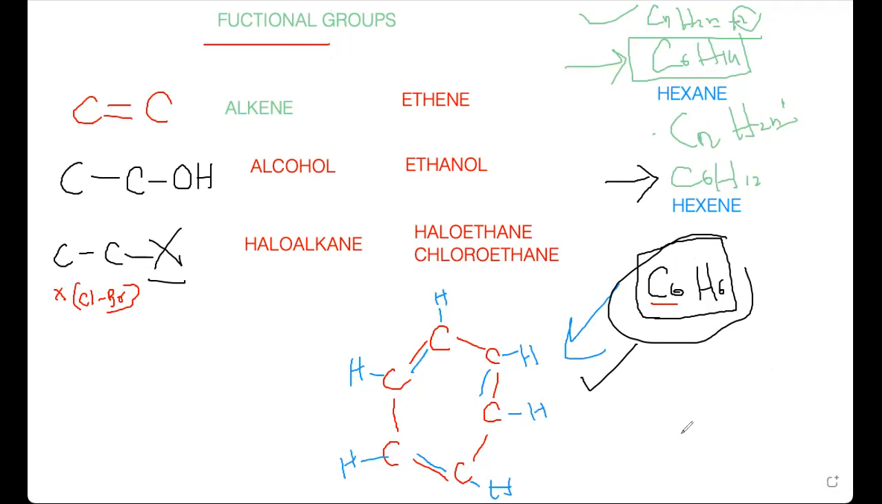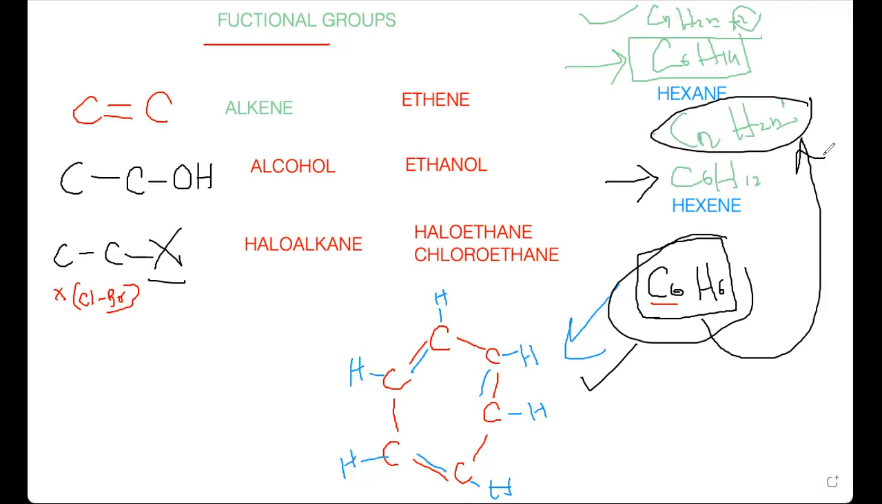But we do have a general formula of the hexene, a general formula of alkene. And this C6H6 is not following the general formula of the alkene. So how can we say that this is an alkene? All the alkenes follow the general formula of alkene. All the alkanes follow the general formula of alkane. The C6H6 compound does not follow the general formula of alkane or alkene. So this is not an alkane or alkene.